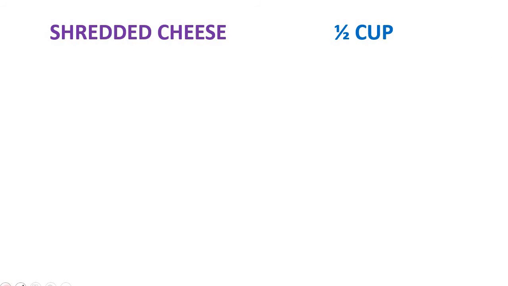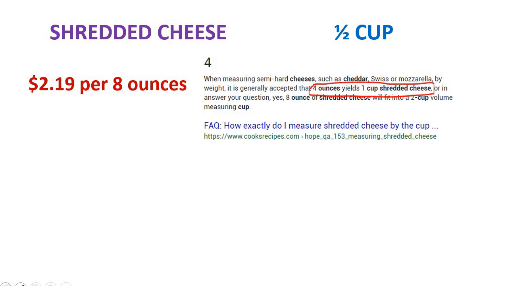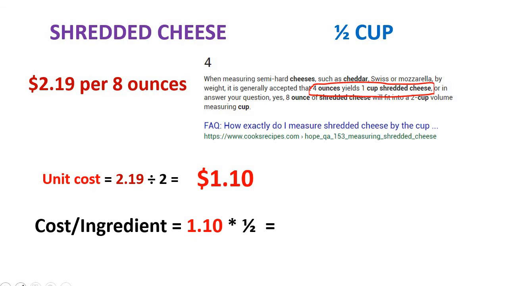Now here we go to the shredded cheese. I found that package on sale, $2.19 for 8 ounces. We dug up this information that says 4 ounces is 1 cup, which means 8 ounces is equal to 2 cups. And so that's what I did. There's my $2.19 divided by 2. So how much per cup do I pay for the cheese? Awesome, $1.10.